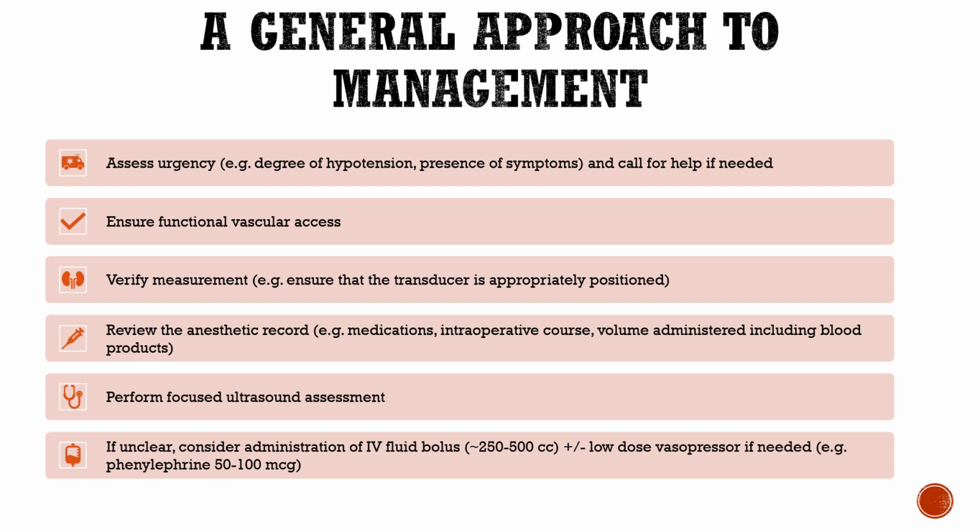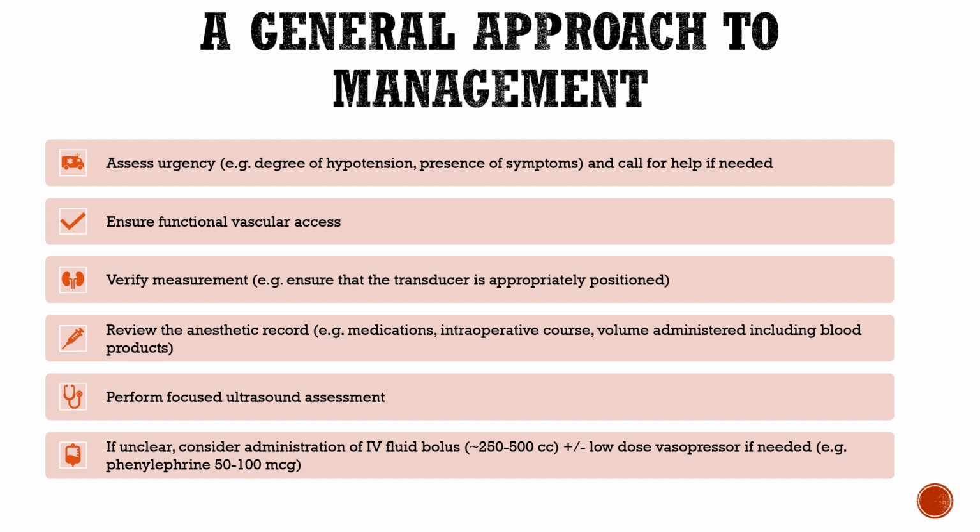Again, it's important to know what vascular access the patient has and whether this access is functional, because you will need this access for monitoring, such as an arterial line, and for resuscitation if needed. Again, if time allows, verify the measurement. Make sure that the transducer is appropriately positioned and leveled.